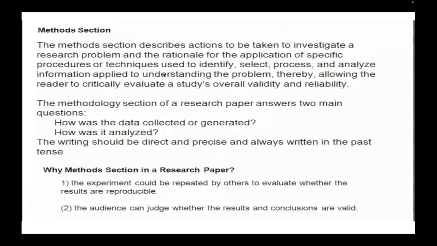So the method section, as you already know, describes the action taken to investigate a research problem. For example, what things you have done, what techniques you have used, different processes, how you have analyzed your results, all these things you have to write there. The method section describes the actions taken to investigate a research problem and the rationale for application of specific procedures or techniques used to identify, select, process, and analyze the information applied to understanding the problem, thereby allowing readers to critically evaluate the study's overall validity and reliability.